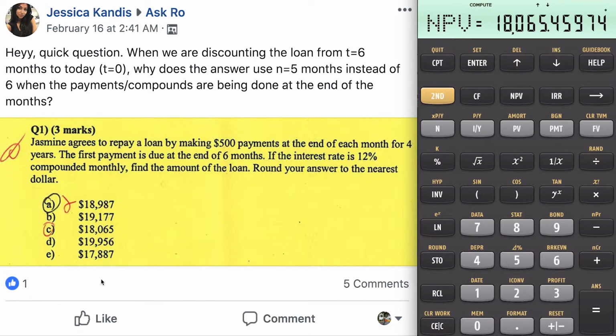As you can see, this calculation is pretty straightforward if you know how to use your calculator, and I'm sure that with a little bit of practice, all of you are going to be able to get it.